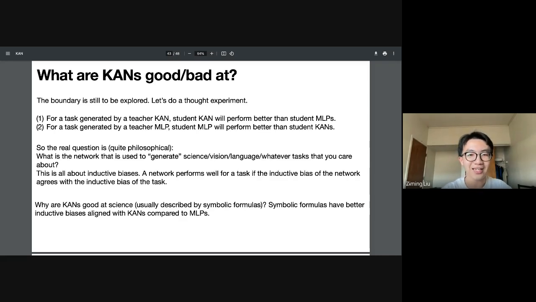And I argue that at least for the science today, it is more aligned with KANs, in the sense that you can easily compile symbolic formulas into KANs. And you can do the other way around, as I explained: you can easily extract symbolic formulas from KANs. But it's not that easy to compile a symbolic formula into an MLP, not to mention that it becomes even harder to extract a symbolic formula from MLPs.